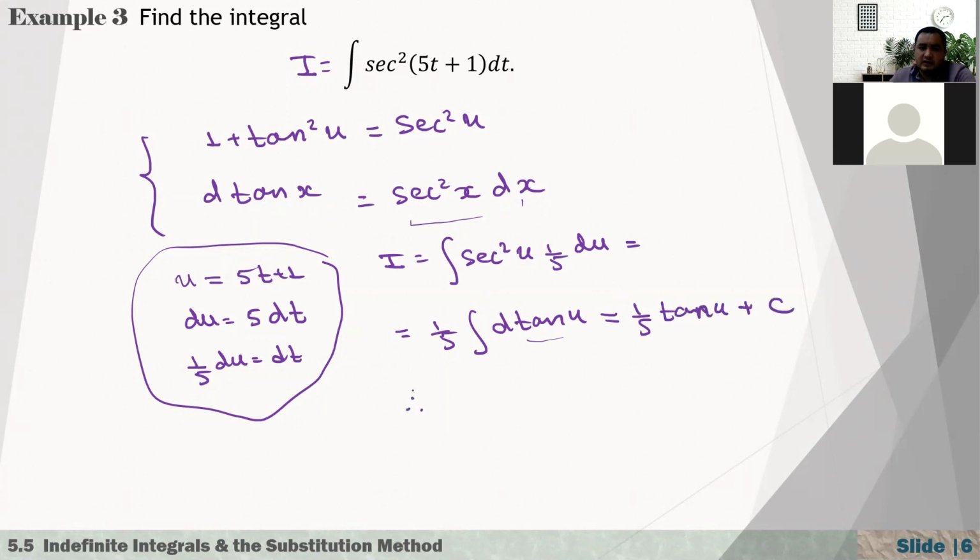And so the integral will be, what is it? 1 over 5 tangent of, and our u is 5t plus 1, and here we have plus c.